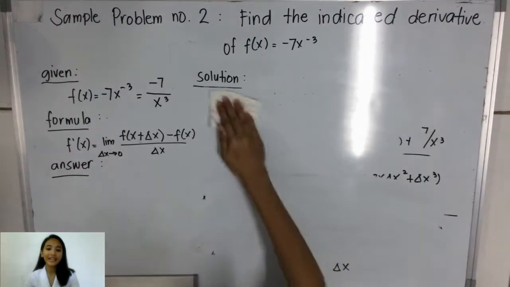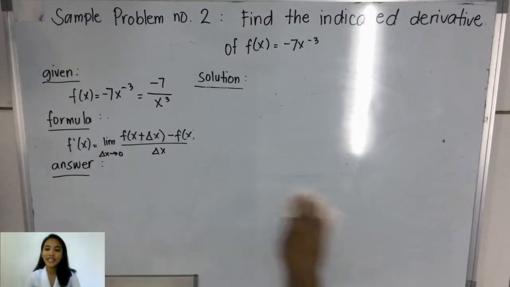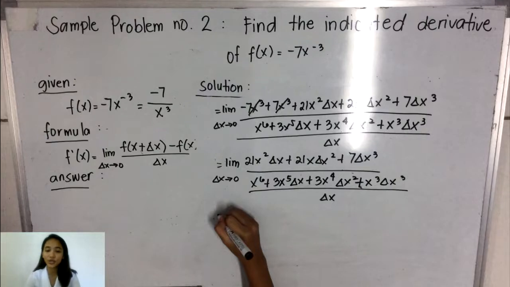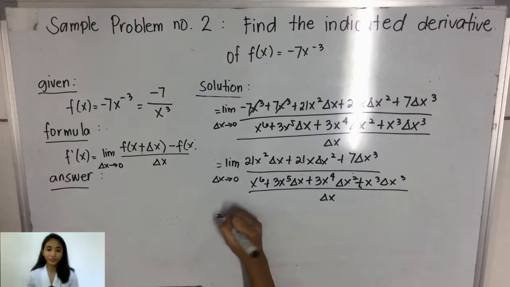After this, we will combine like terms. In this equation, negative 7x cubed and positive 7x cubed are alike. But since they subtract from each other, they will be cancelled. And now we have here f prime of x is equal to the limit of 21x squared delta x plus 21x delta x squared plus 7 delta x cubed over x raised to 6th power plus 3x raised to 5th power delta x plus 3x raised to 4th power delta x squared plus x cubed delta x cubed over delta x as delta x approaches 0.